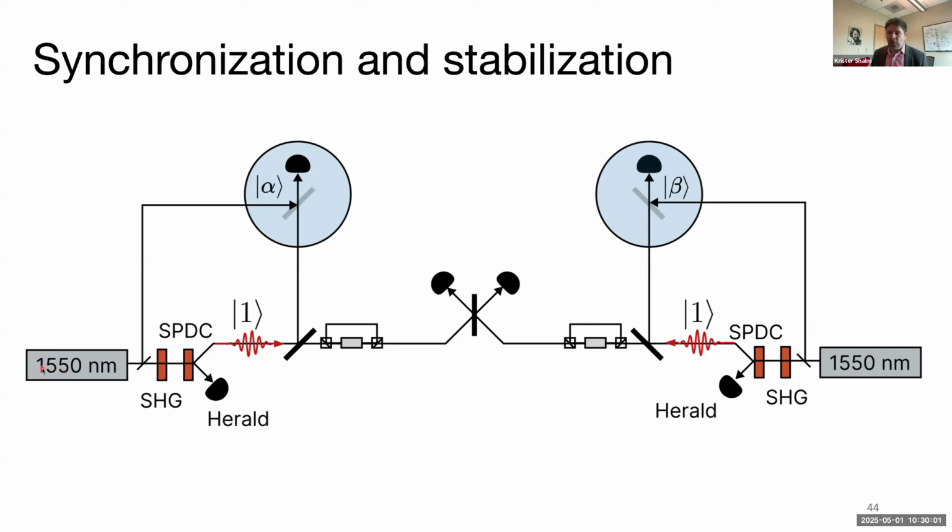So we produce a 1550 laser, we double it using second harmonic generation. We then down convert with SPDC, and then we can use that same pump light to make our local oscillator. And when you start to look at the phase stabilization requirements, especially in the more general case, you need to be able to synchronize and stabilize this pump laser that produces the local oscillator with any cavities or memories you might have, as well as stabilizing all the path lengths of this giant interferometer.